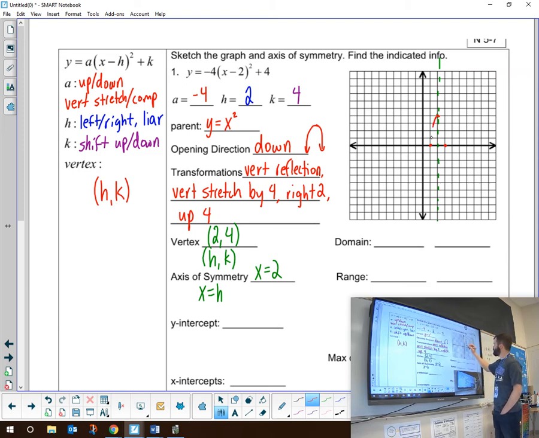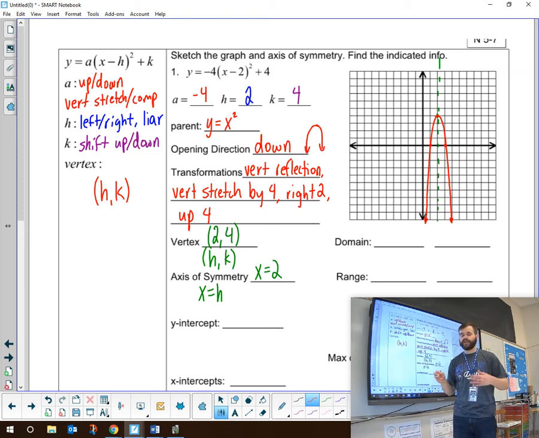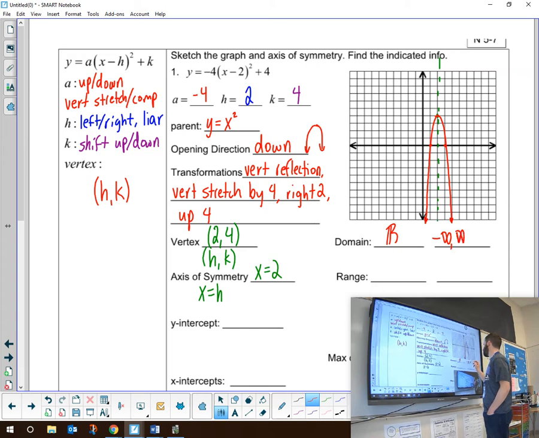So it's going to go like this, down this way, like this, down this way. Okay? So we're going to get it going down both directions. Our domain is going to always be all real numbers, negative infinity to positive infinity.